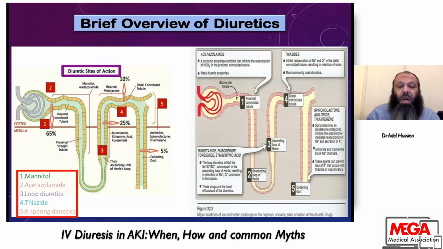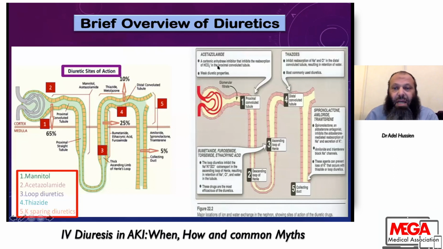As I told you, we have mannitol as an example for the osmotic diuresis. We have acetazolamide for the carbonic anhydrase inhibitors. We have the loop diuretics, and we have thiazides and the potassium sparing. Those are the common 5. For the nephron here, we have the proximal convoluted tubules, the proximal straight part of the proximal tubule, then the ascending loop of Henle, then the distal convoluted tubules, then the collecting tubules.